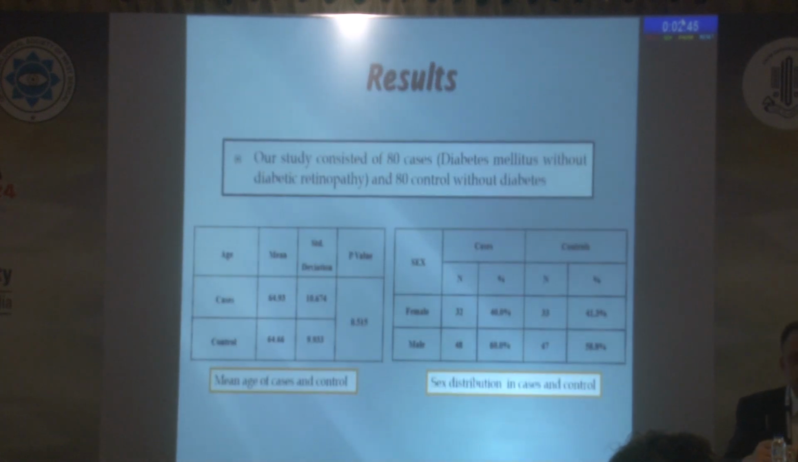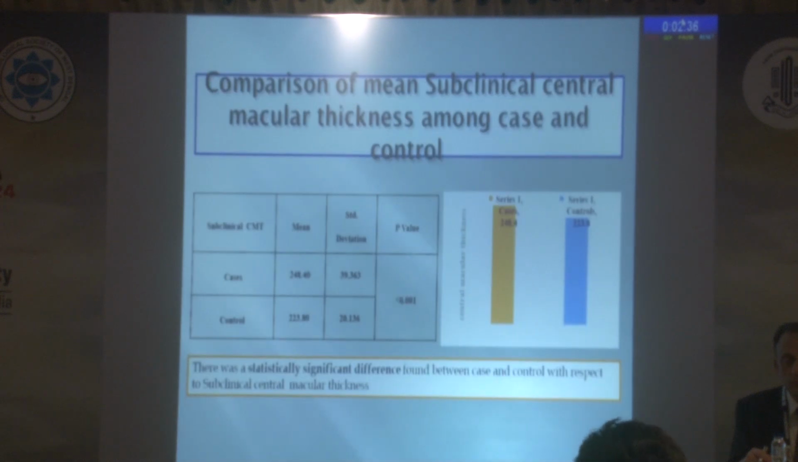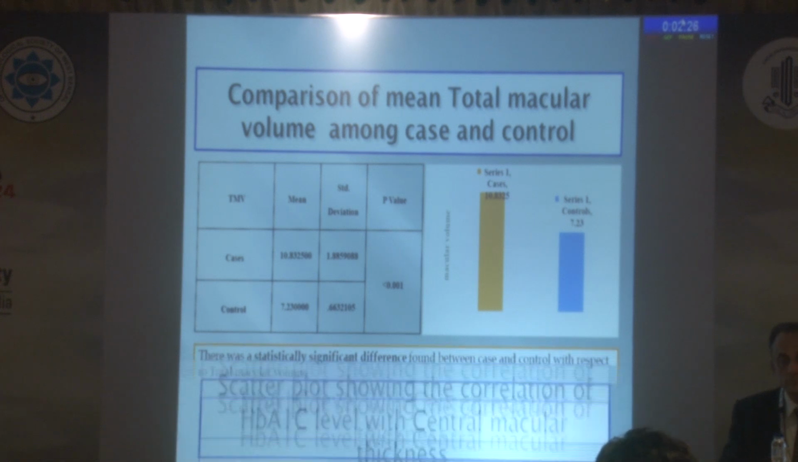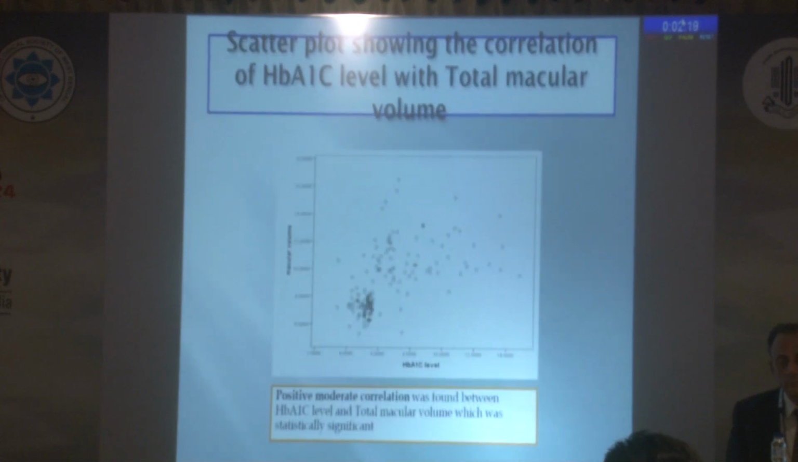Our study consisted of 80 cases and 80 controls, which are age and gender matched. The central macular thickness difference was statistically significant between cases and controls. Similarly, the difference in total macular volume was also statistically significant. A strong positive correlation was found between HbA1c level and central macular thickness, and a moderate positive correlation was found between HbA1c level and total macular volume.